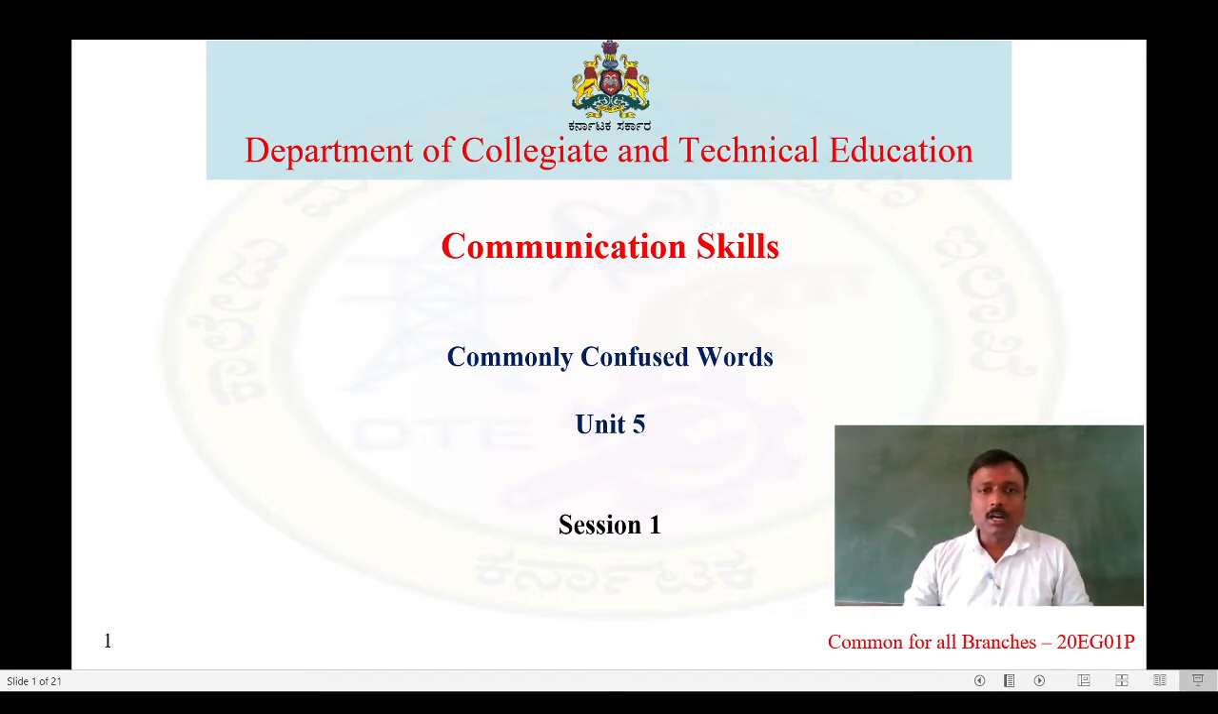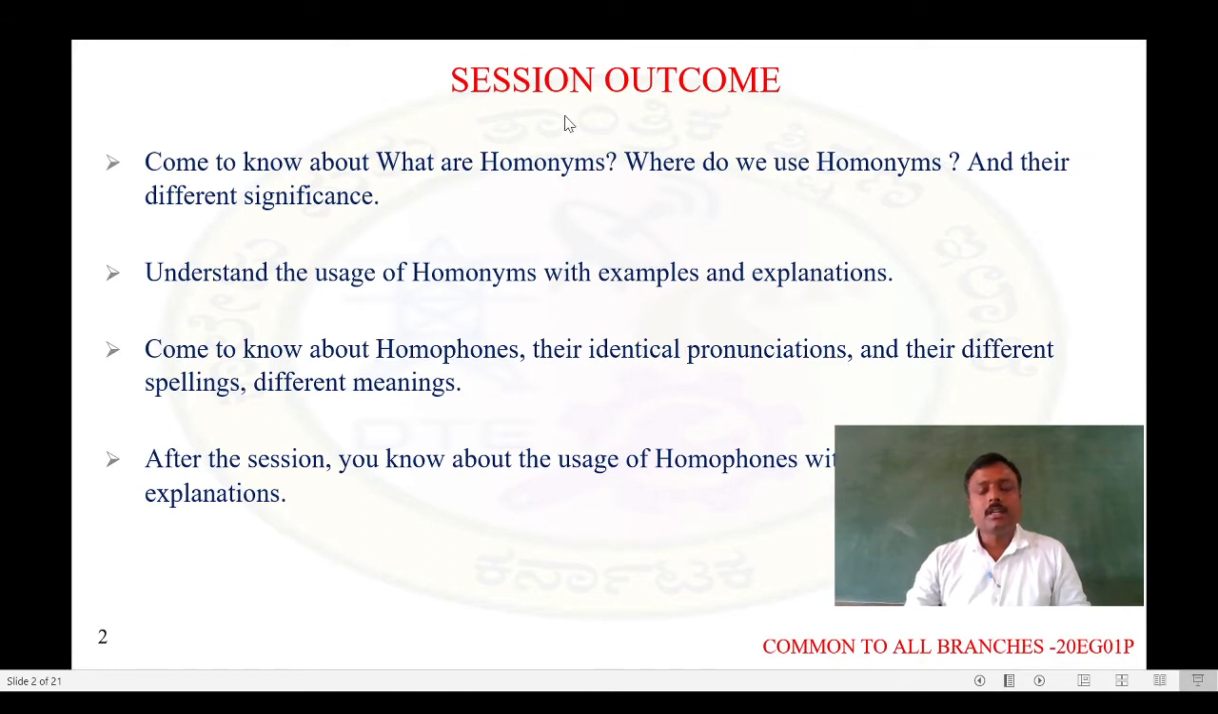Now, session outcomes. After the session, you're going to know about the following points. So let's see one by one. First, we come to know what homonyms are, where we use homonyms, and their different significance, that means different meanings. In this session, we're going to discuss the definition of the word homonyms, from which language the word homonyms was borrowed into English, and especially their usage.